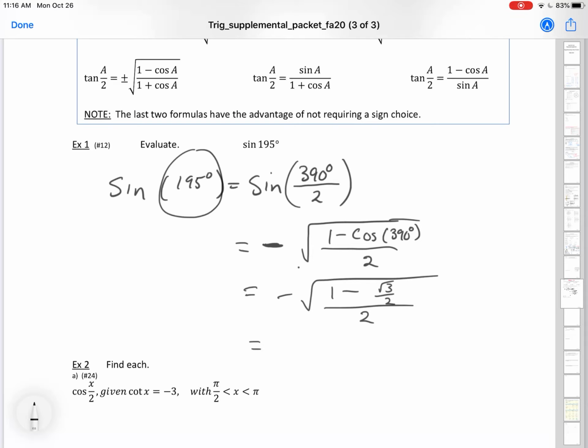And so what are we going to do next? Well, we could clear the complex nature of the fraction by multiplying top and bottom by 2. And so we get 2 minus root 3 all over 4. Well, that's nice because when I split this up, I get the square root of 2 minus root 3 all over the square root of 4.